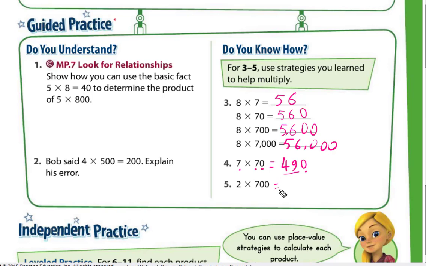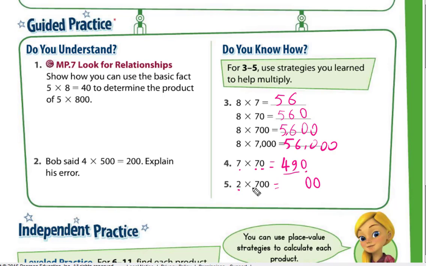Yes? Okay, Muhammad. Question number 5. What should I do? 2 multiplied by 7. No, start first with the zeros. How many zeros? 2. So the first thing, 2 zeros. And after that, 2 multiplied by 7. That's all.